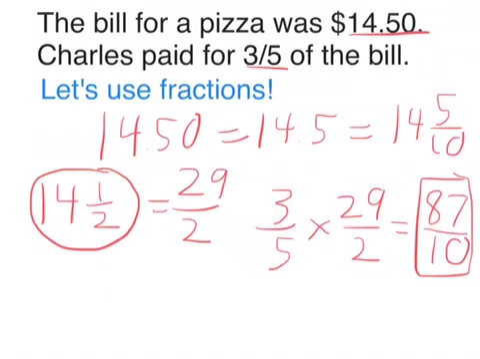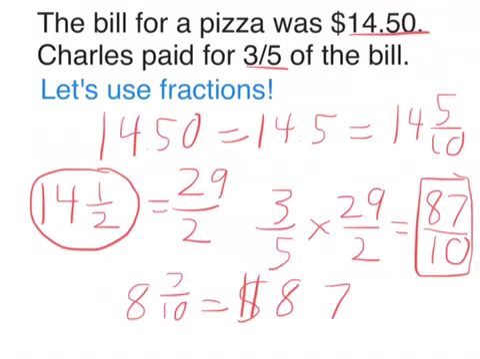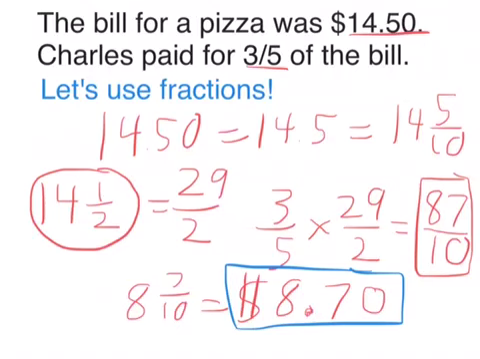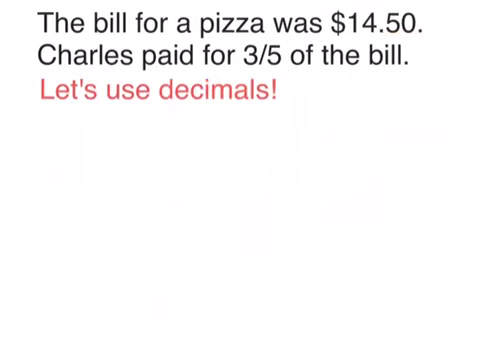Another way of thinking about the answer would be to turn that into a mixed number, which would be 8 7/10. Or if we want to think about it in monetary terms, that would be 8 and 7/10 of a dollar, which is the same as 70 cents. So here we would have our answer in terms of money. Okay, I know that took a while.